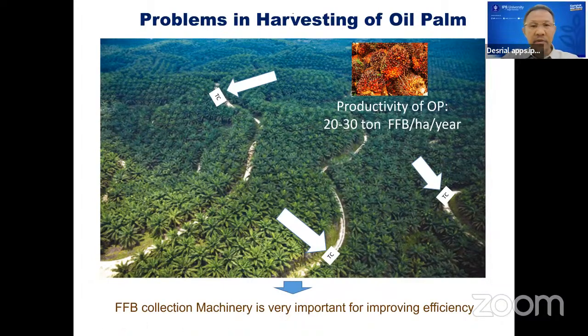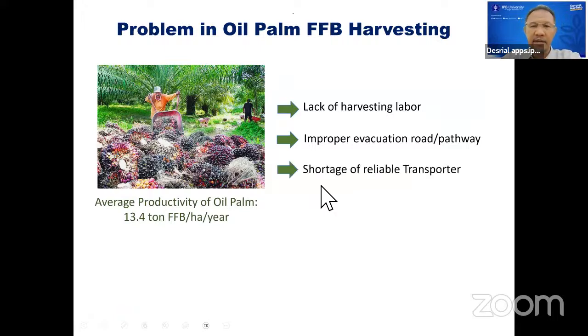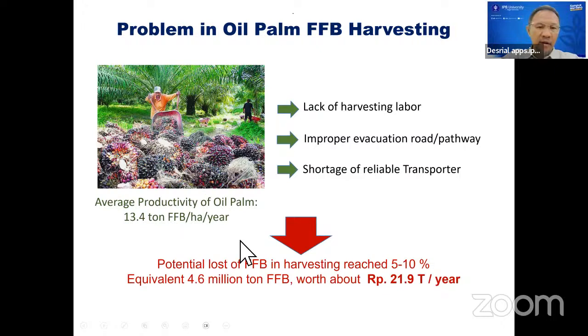So FFB collection machinery is very much important for improving the efficiency. So this is, I summarize the problem of harvesting. First, we still have lack of harvesting labor, improper evacuation route, shortage of reliable transporter. And for national case, potential loss of FFB a year can reach 21.9 trillion rupiah per year. It is very big money.